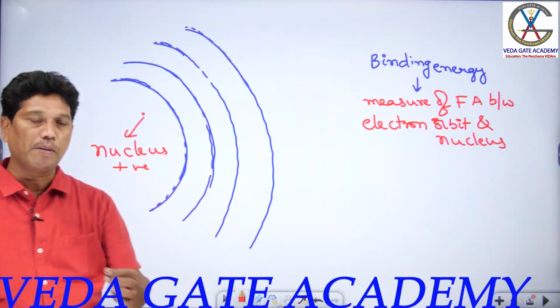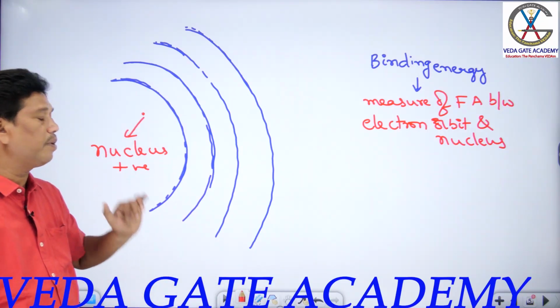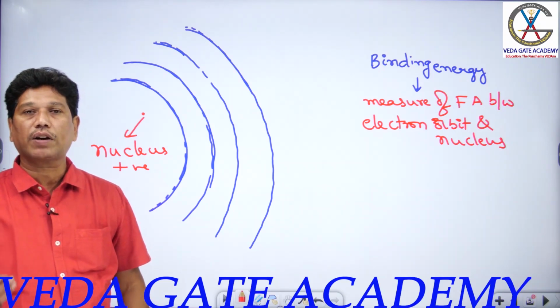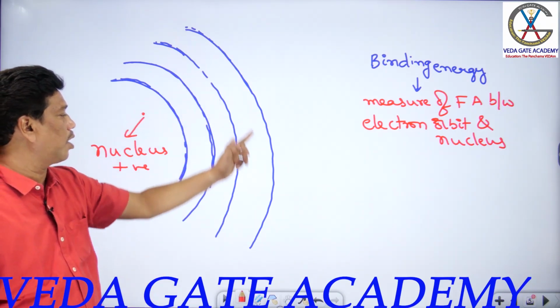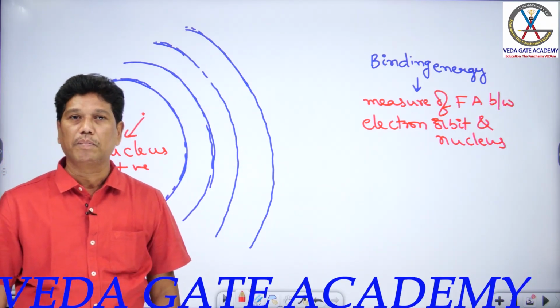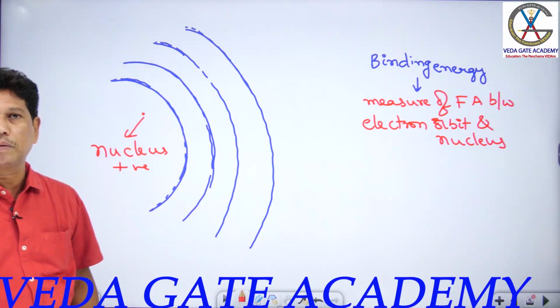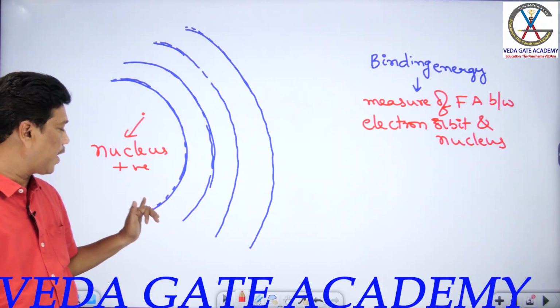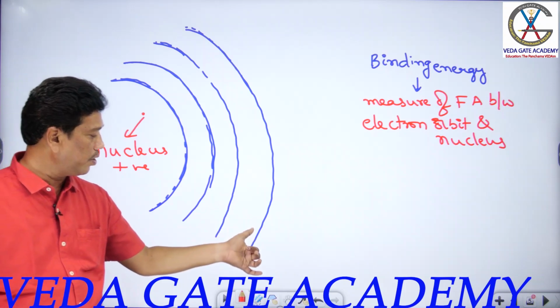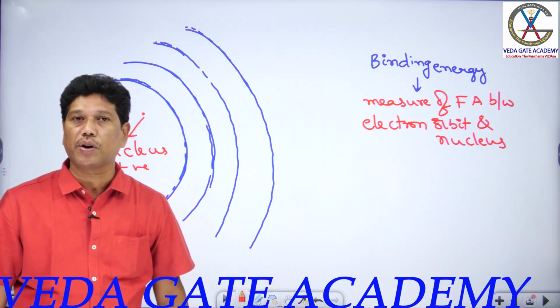So the electron of the first orbit is very tightly bound. The electron of the last orbit is loosely bound because it is quite far from the nucleus. So this is a tightly bound electron orbit, and this is a loosely bound electron orbit.